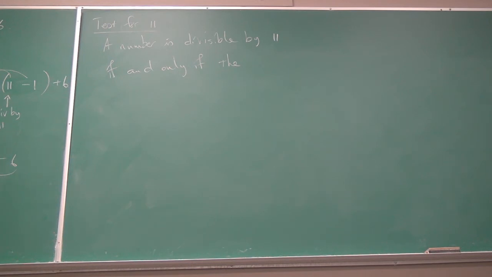If you look, now this is position 0, position 1, position 2, position 3, position 4 in my example number. That's why I wrote them from right to left, because I'm counting positions right to left. And every second one is subtracted. Every odd position is subtracted. Every even position is added.